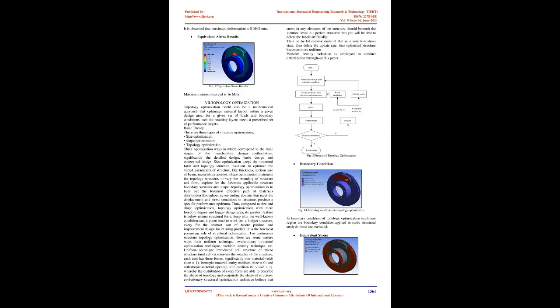Size optimization keeps the structural form and topology structure invariant, to optimize the various parameters of the structure, like thickness, section size of the beam, and material properties. Shape optimization maintains the topology structure, to vary the boundary of the structure and form, exploring the most applicable structure boundary and shape. Topology optimization is to find the most effective path of material distribution throughout a continuous domain that meets the displacement and stress conditions in the structure, producing a specific optimum performance.